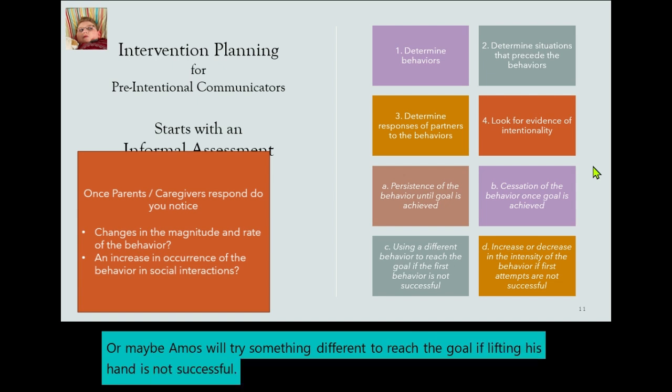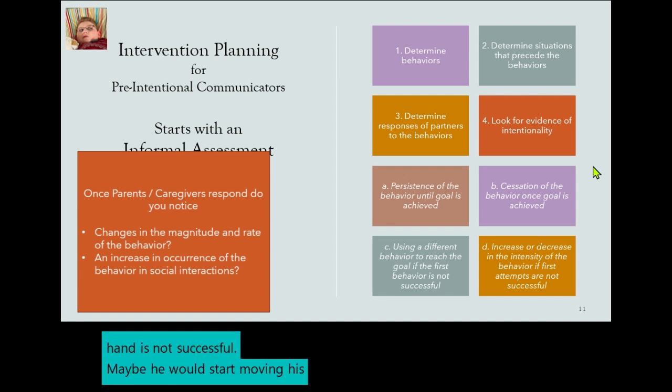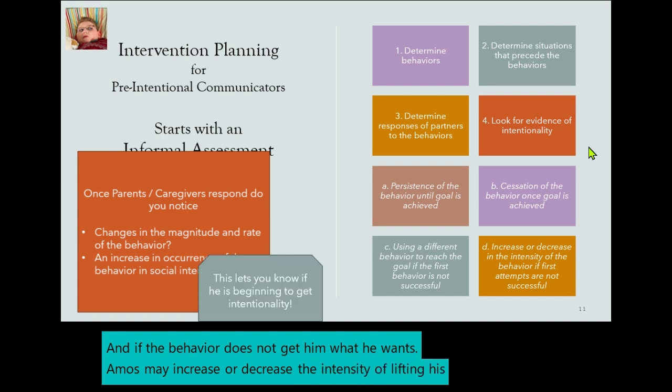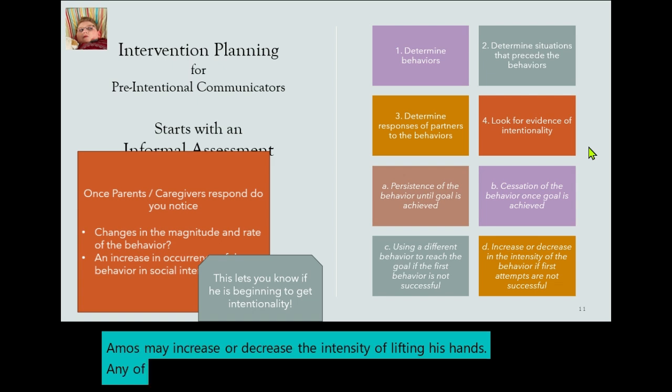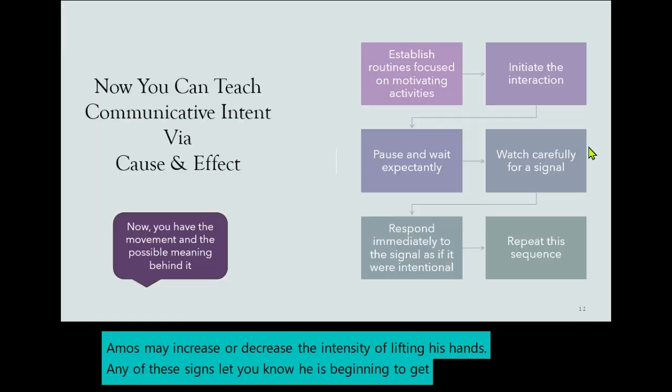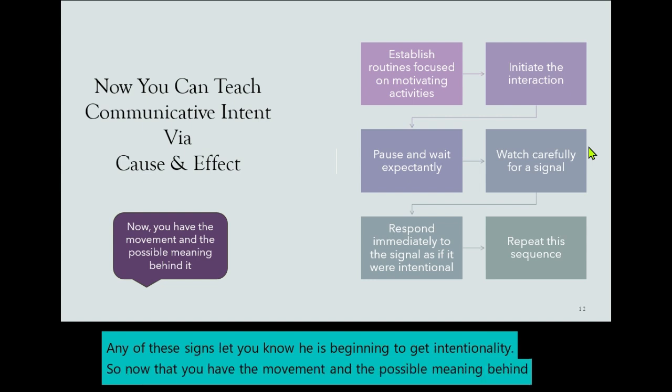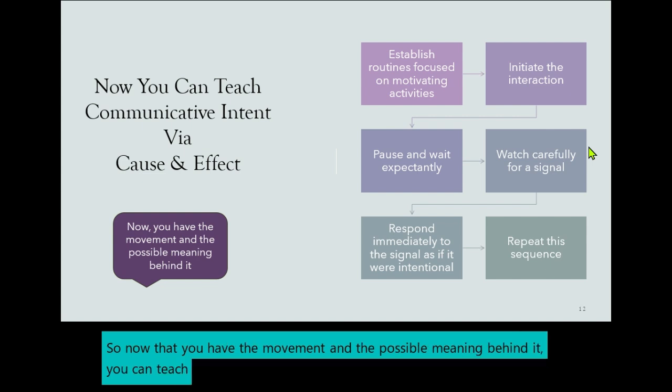Or maybe Amos will try something different to reach the goal if lifting his hand is not successful. Maybe he would start moving his eyes left or right. And if the behavior does not get him what he wants, Amos may increase or decrease the intensity of lifting his hands. Any of these signs let you know he is beginning to get intentionality. So now that you have the movement and the possible meaning behind it, you can teach communicative intent via cause and effect.